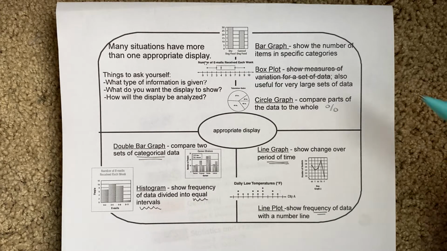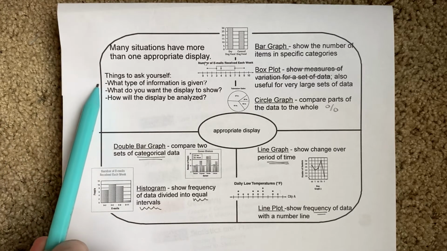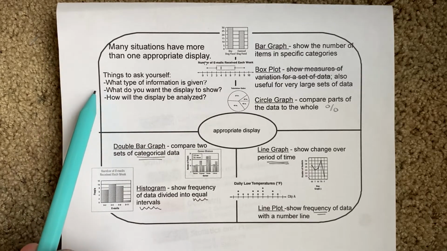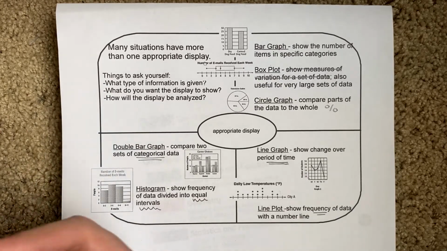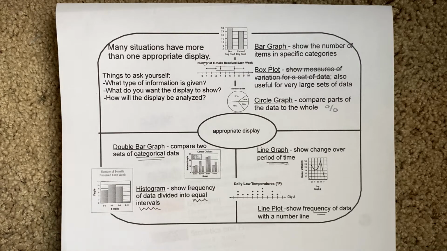So there are different ones. I'm going to have this posted in your learning resources so that you can go back and look at them. It's also in your workbook, but this might be easier for you to look at. So one thing you're going to ask yourself is what type of information is given? What do you want, or what does the book or somebody want you to display to show? And how will the display be analyzed, or how are they going to look at it?